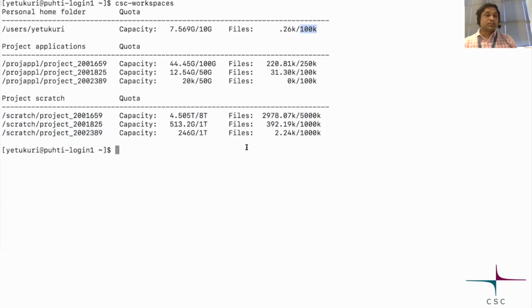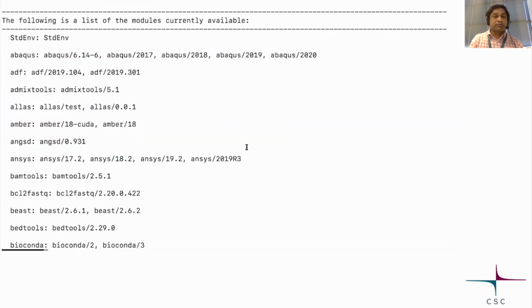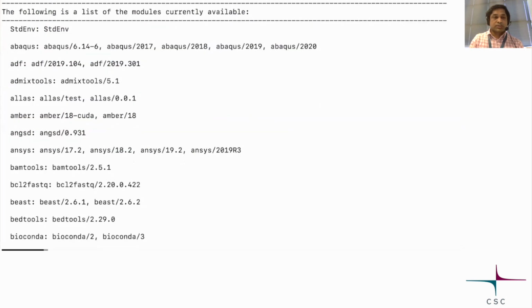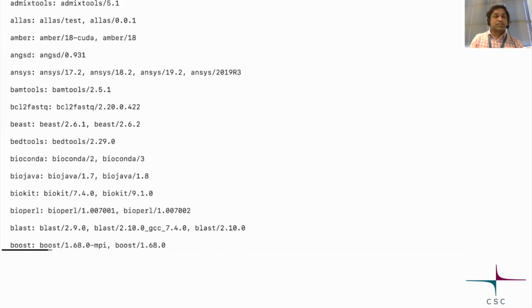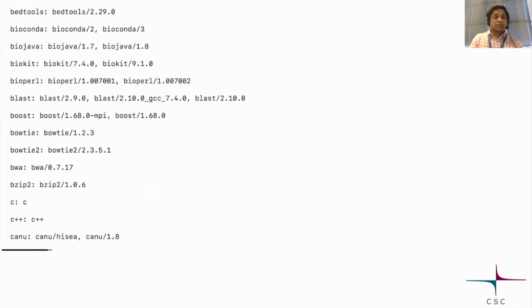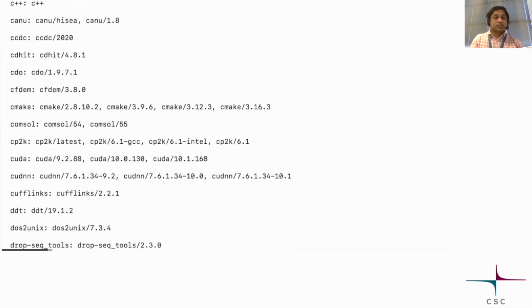Once you get an idea about the different workspaces, probably you would like to know how you can use the different software that is already pre-installed on the Puhti computer. As I mentioned, you can use the module command. If you type module spider, it will show basically all available software and applications that are installed here. And then you can pick one of those.